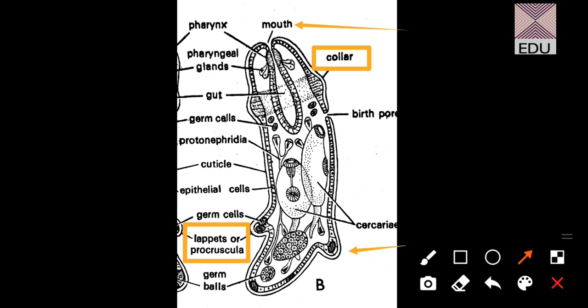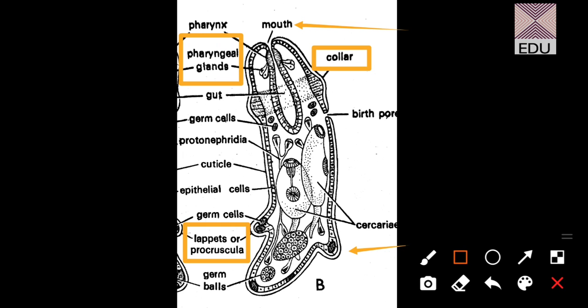So these lappets, they are helping in the movement of this larva inside the snail. Now this larva has got pharyngeal glands. So here on the top you can see the pharyngeal glands. So it can feed to some extent.